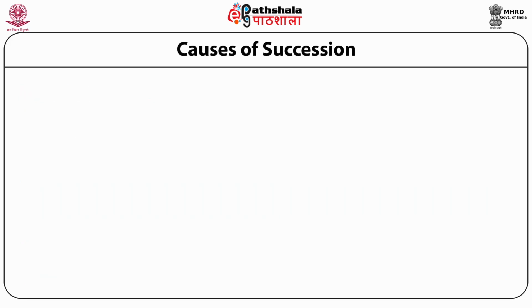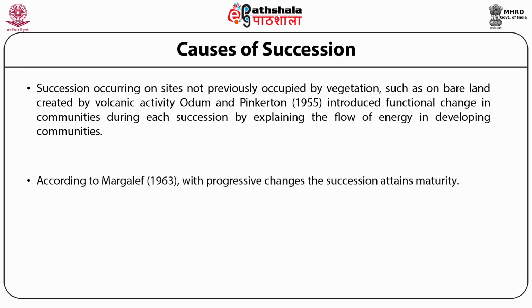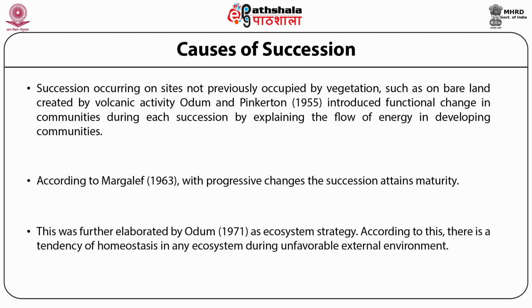Types of succession. Succession occurring on sites not previously occupied by vegetation, such as on bare land created by volcanic activity, introduced functional changes in the communities during each succession by explaining the flow of energy in developing communities. According to Margalef in 1963, with progressive changes, the succession attains maturity. This was further elaborated by Odum in 1971 as ecosystem strategy. According to this, there is a tendency of homeostasis in any ecosystem during an unfavorable external environment.